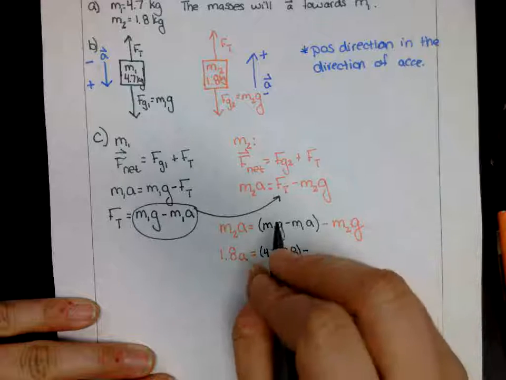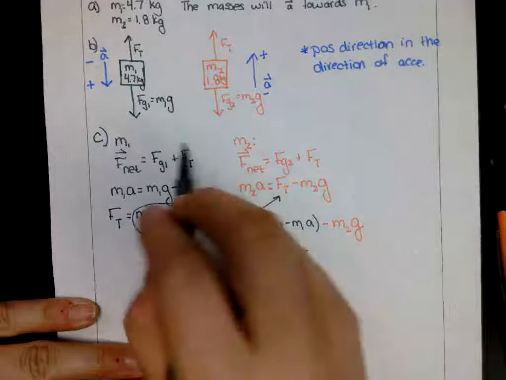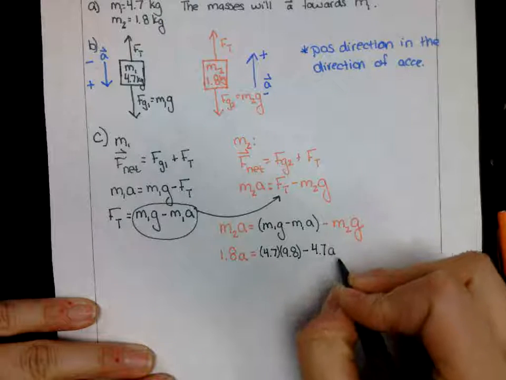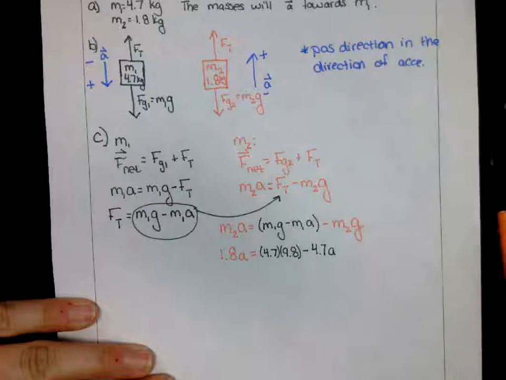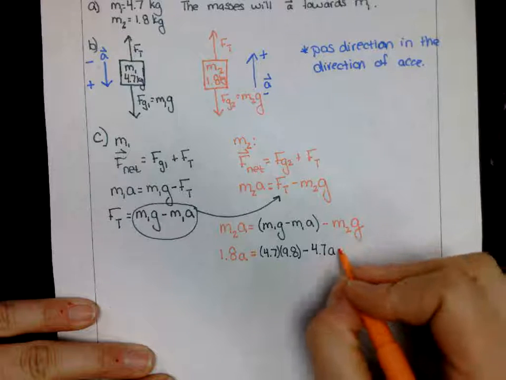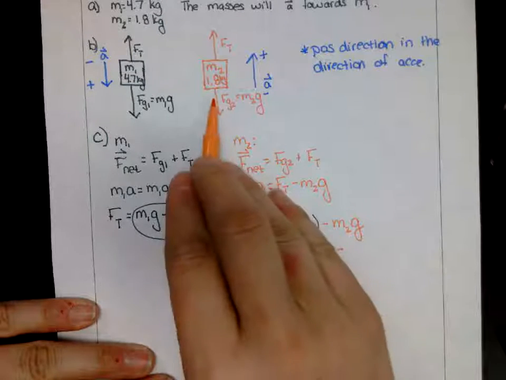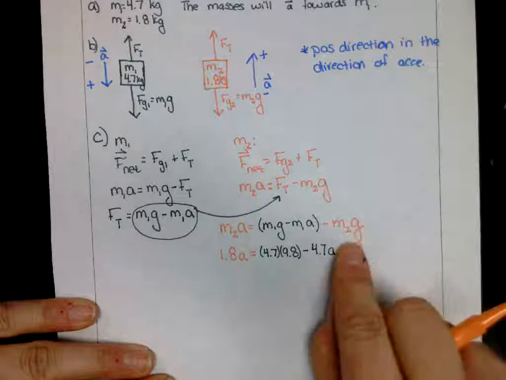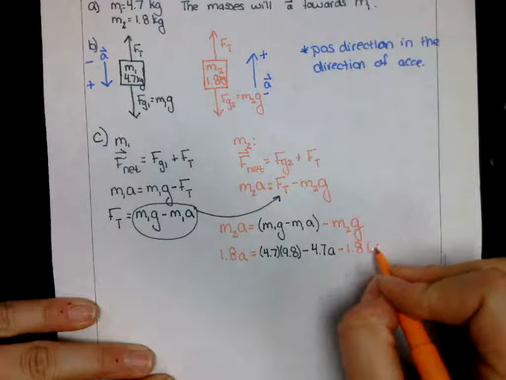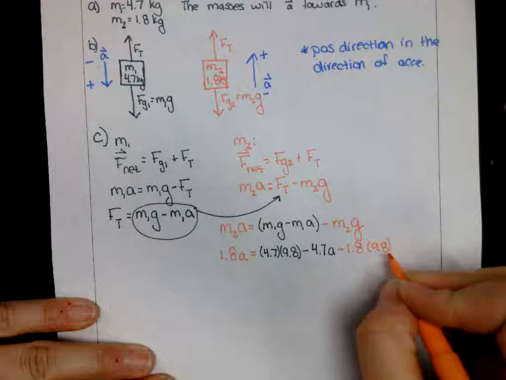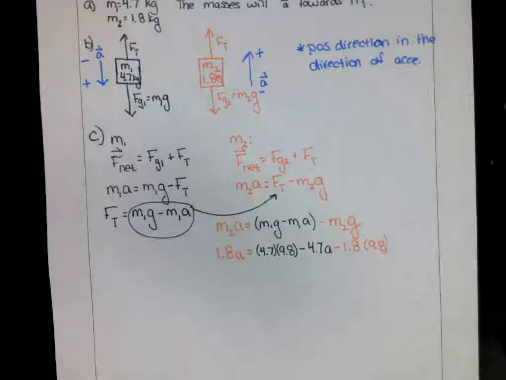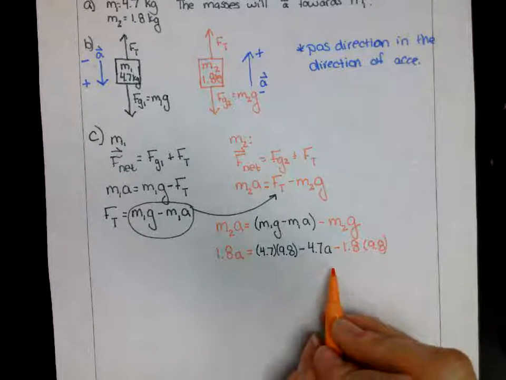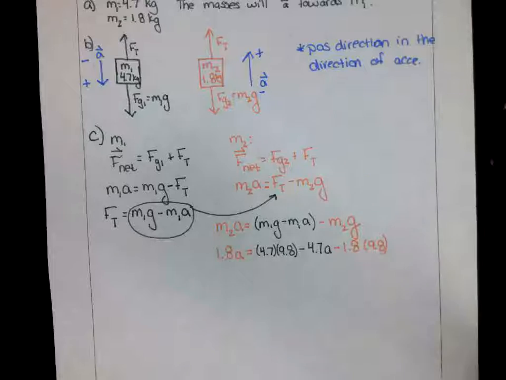minus mass 1 acceleration. Mass 1 is 4.7, and we don't know what acceleration is. Mass 2 is 1.8. Gravity is 9.8. All right. And now all I need to do is solve for A. I'm going to start with my multiplication first.